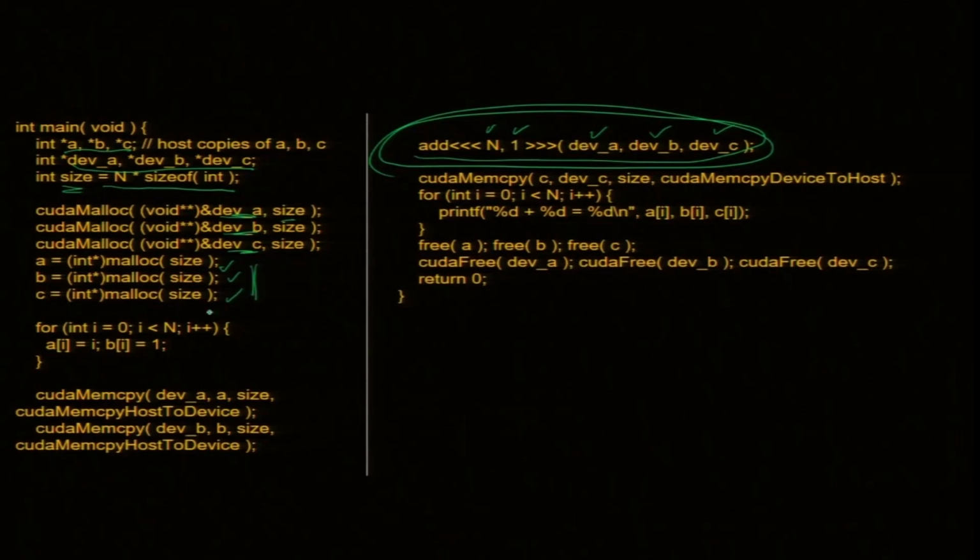Similarly, I create A, B, C, but these are in host and these are in device. On the host, I initialize them. So, A[i] is i, B[i] is i. This is straightforward, you can do whatever you like. I am not putting random numbers here. Now, after this you need to copy A and B to the device. cudaMemcpy A to dev A, and B to dev B. This is host to device, fair enough. Then you execute this addition, this is happening inside the GPU.